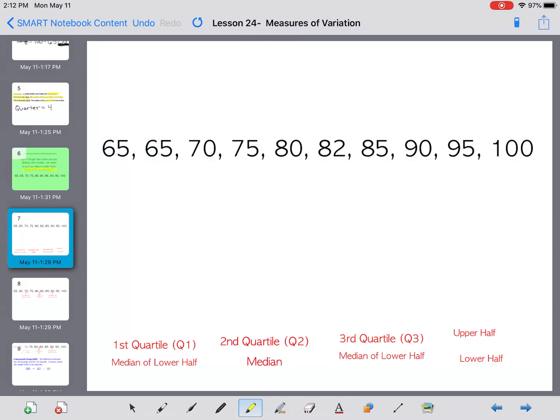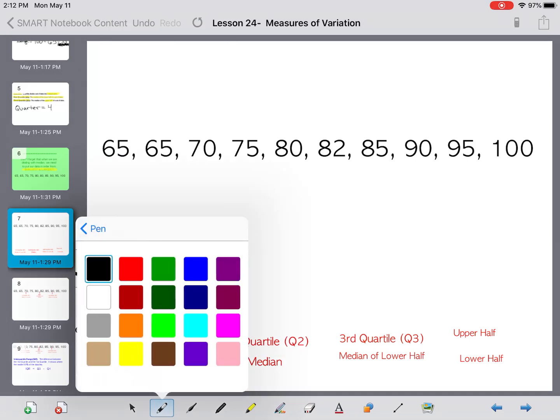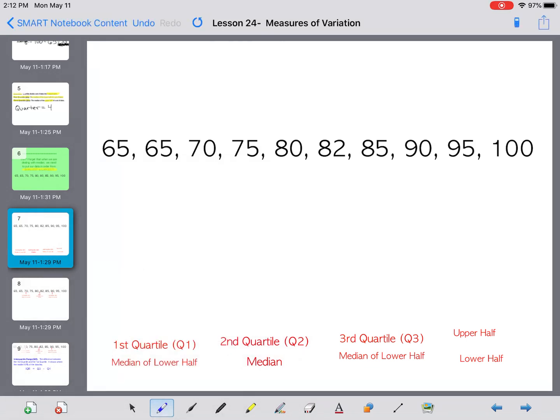So this is my data. These are the temperatures. I put them in order. Your first step when you're dealing with quartiles is you always want to calculate the median. Now, I'm going to switch my color actually. In the past, when we were calculating your median, I told you guys, start crossing off one from the larger side and one from the smaller side because we're trying to find the middle.